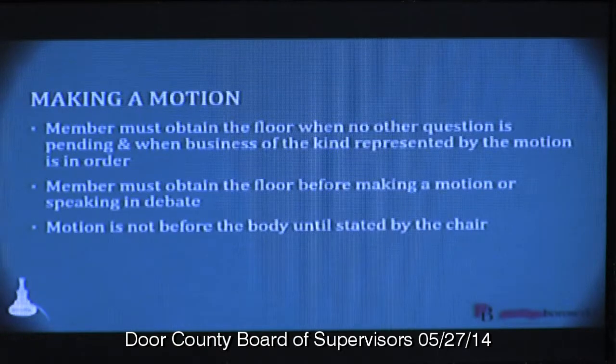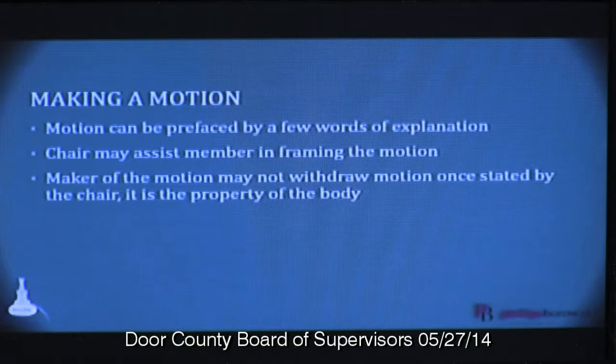Again, we talked about that. You get the floor, you make a motion, we have a second. Now the chair restates that motion to place it before the body. Sometimes, as we said, you can't speak on the board floor unless there's a motion before us. But sometimes you may need to give a little explanation as to what you're going to do because you may not be able to get a second. So it's all right to preface with a few words of explanation. And sometimes you may need some help in framing the motion. So maybe you know what you want to do, so you ask the chair, and the chair may get some help from the corporation counsel as to how to frame the motion.